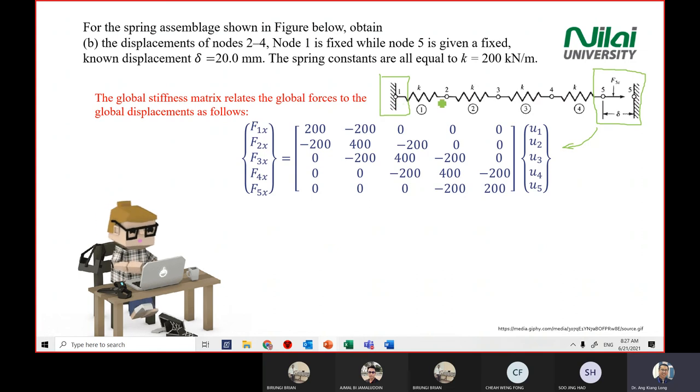From the question, point 1 cannot move, so you write U1 equals 0. You get 1 mark there. And then the question itself tells you that point 5 can move a certain amount, moving at 20 mm. Be careful on the unit. We are using mm, however always change it to SI units. Why do we need to change to SI units? Because your K unit is in newton over meter here, so you need to analyze the question in the correct dimension. The unit is mm, so change it to meter before you try to solve. So point number 5 is moving also.